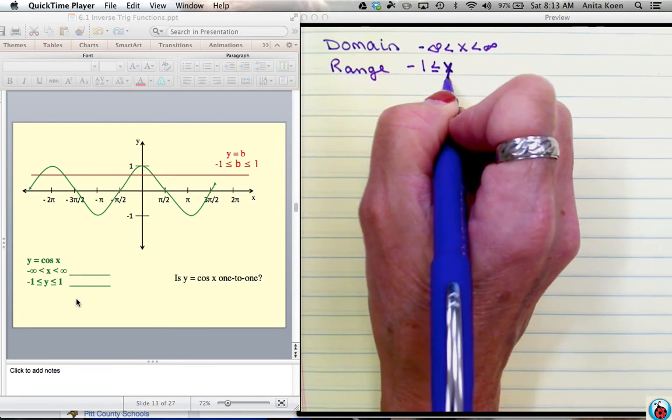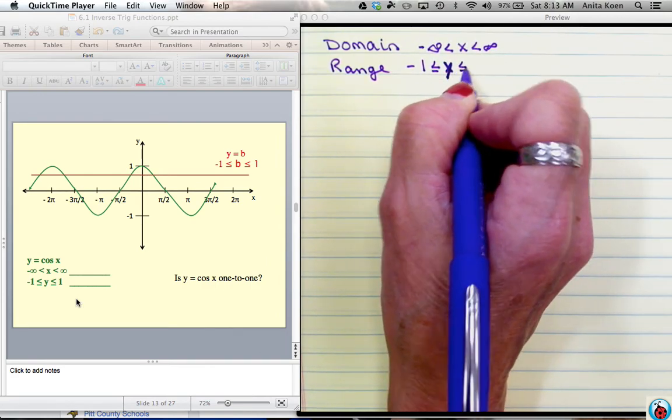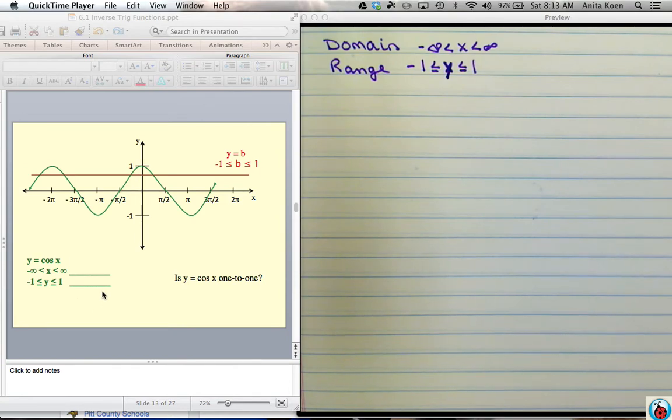Whoops, that should be a y, sorry. So that's the range. The domain starts at negative infinity, goes to infinity, keeps continuing this pattern forever and ever. The range, the lowest point is -1. The highest point is 1.